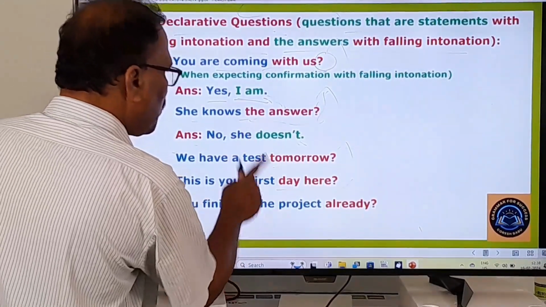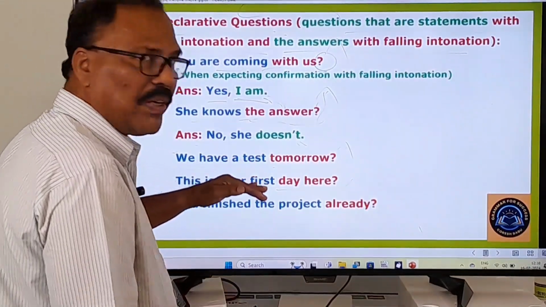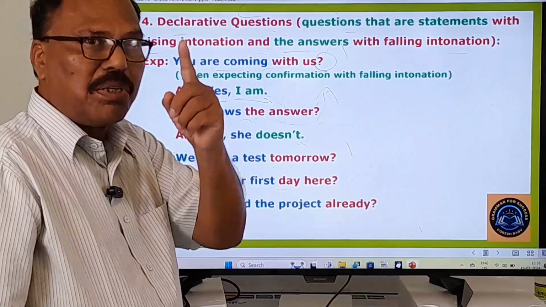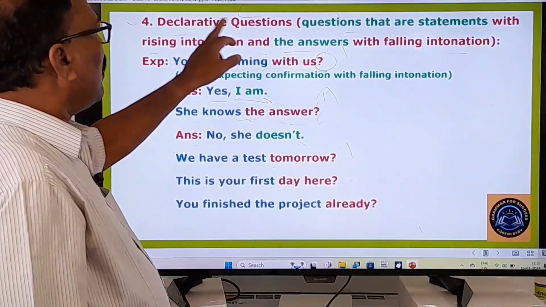So these are all statement-cum-questions. They are all statements actually, but at the end you are using the question mark and you are making them questions, and therefore such questions are called declarative questions.